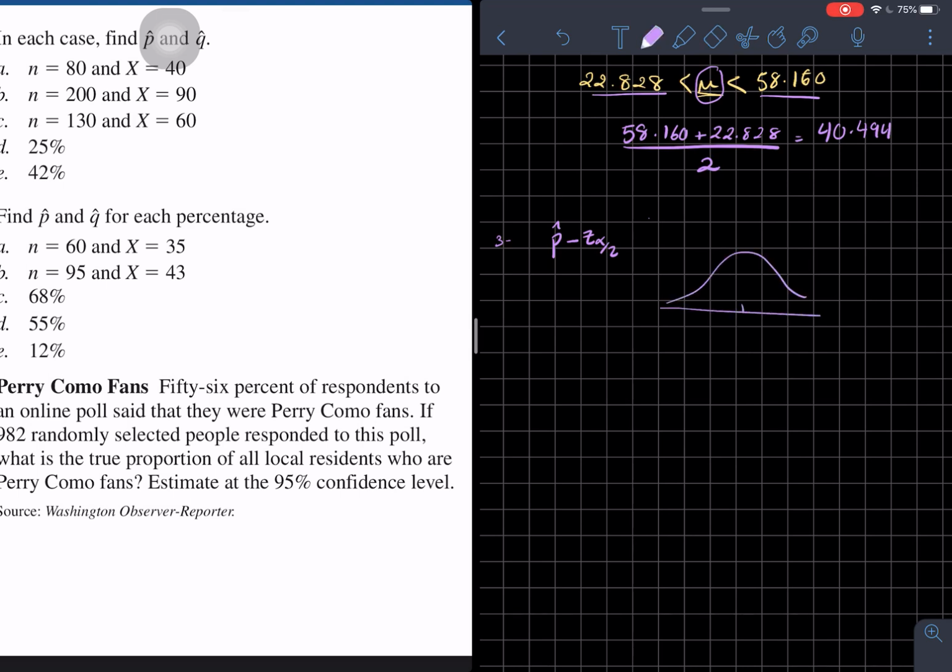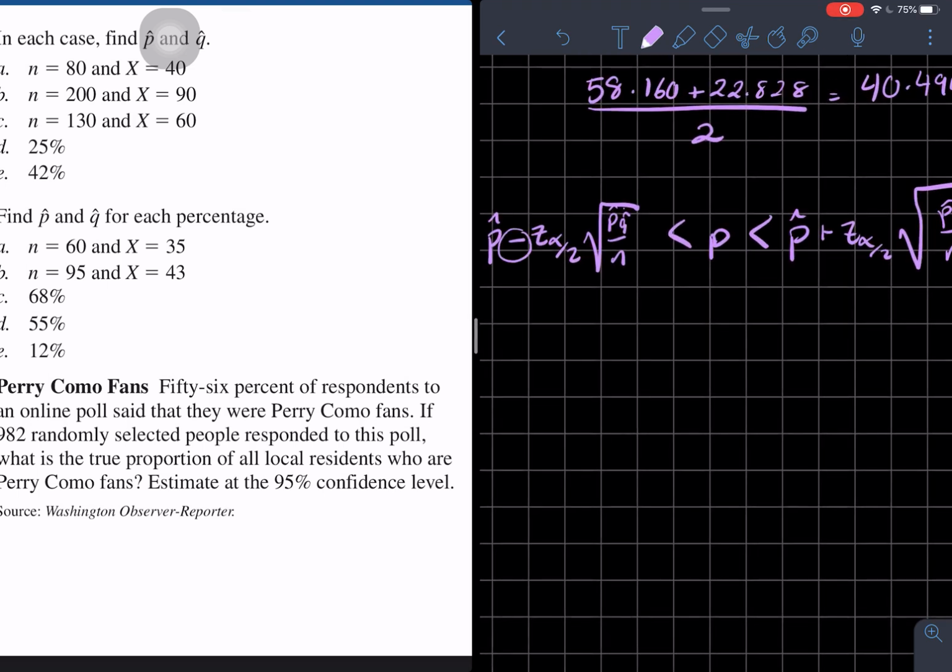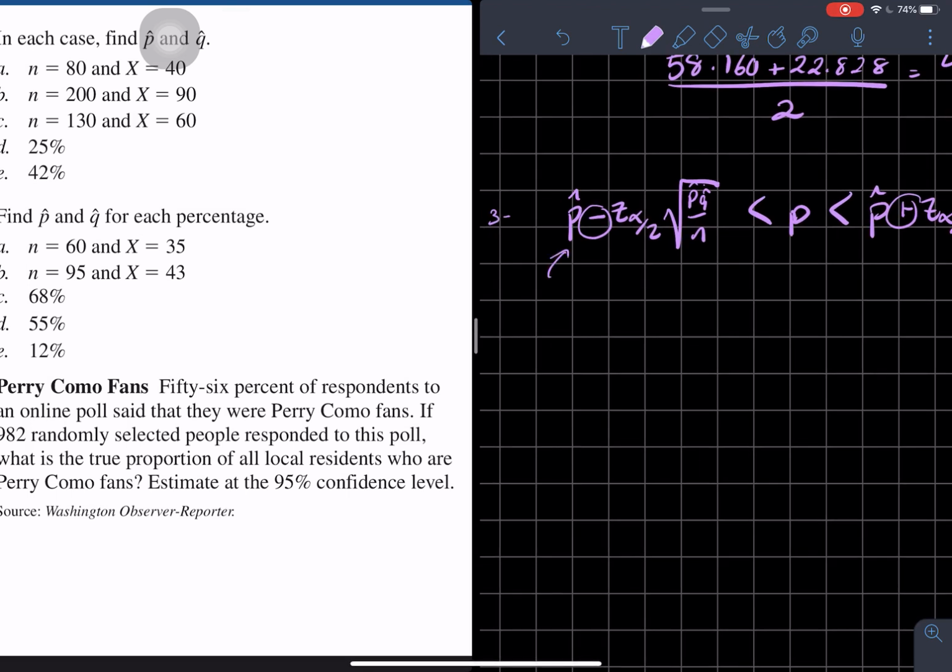The middle will always still be 0 because z-scores go from negative infinity to 0, and then from 0 to positive infinity. Anyways, then times the square root of p hat q hat divided by our n, with my proportion in the middle, and then p hat plus z alpha over 2 times the square root of p hat q hat over n. It's going to be the same equation, just here it's going to be minus, here it's going to be plus. Okay, so first of all, let's see what p hat is.